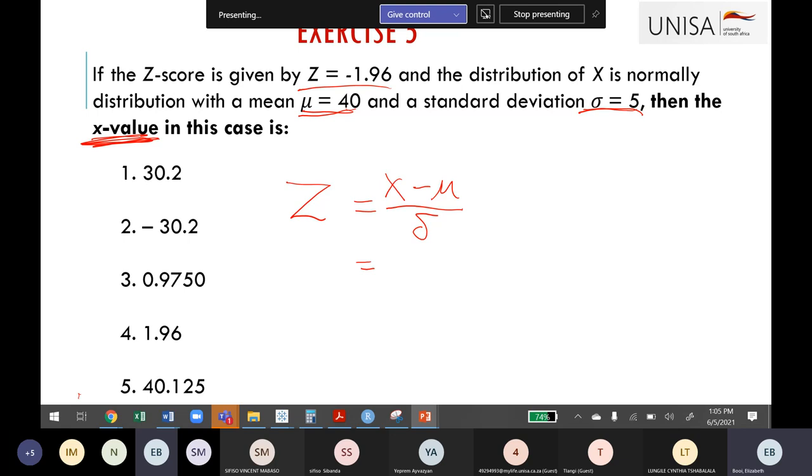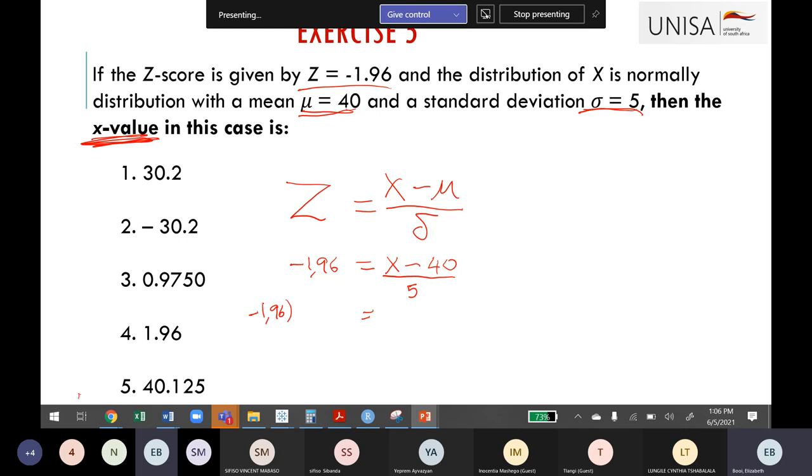What is the value of Z? It's minus 1.96. The value of X is what we're looking for. The mean minus 40. The mean is 40. The standard deviation is 5. We can multiply both sides. I've seen my mistake already.